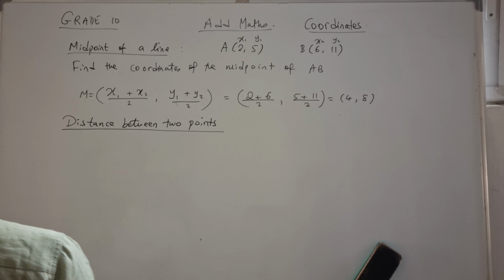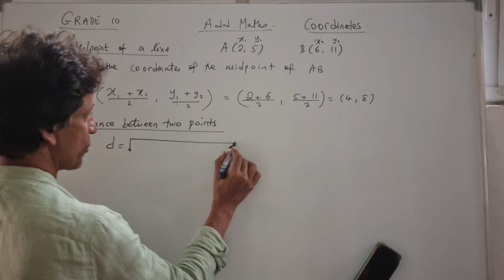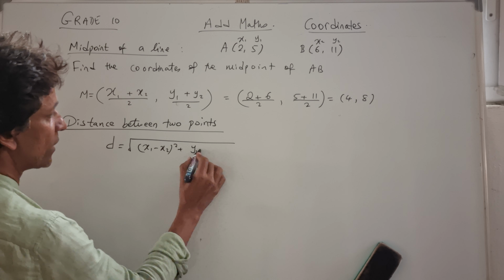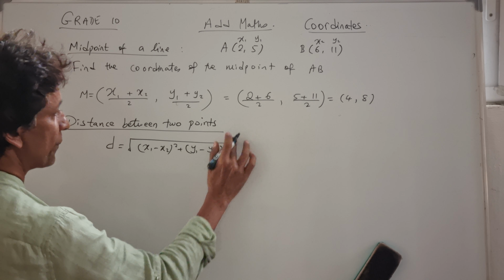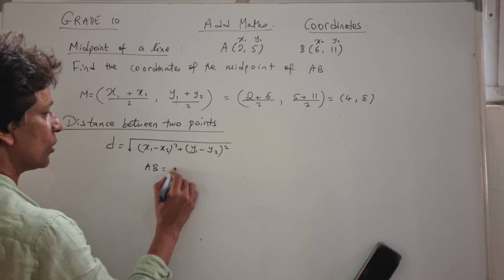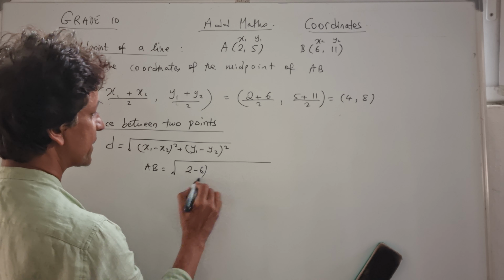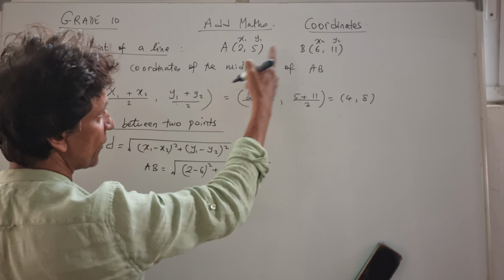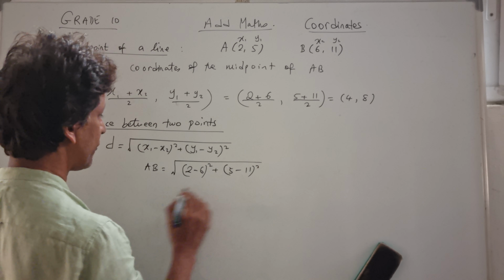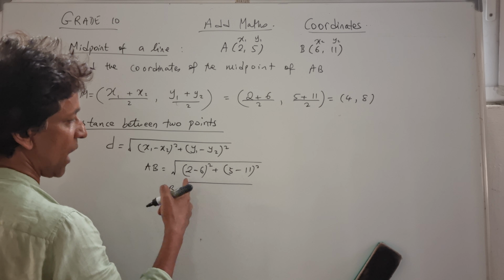So to find the distance between 2 points, we call it d is equal to the square root of (x1 minus x2) squared plus (y1 minus y2) squared. If we were to do so for this particular example, AB is going to be equal to the square root of (x1 minus x2, that's 2 minus 6) squared plus (y1, which is 5, minus y2, so that's 5 minus 11) squared. We just need to work that out.